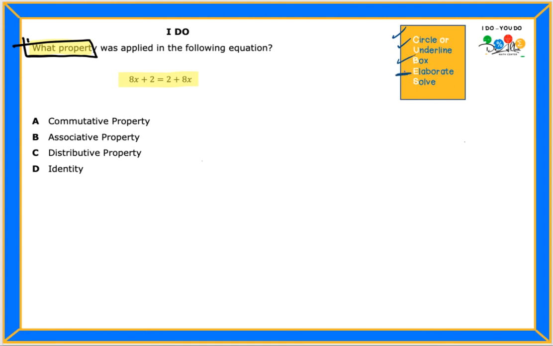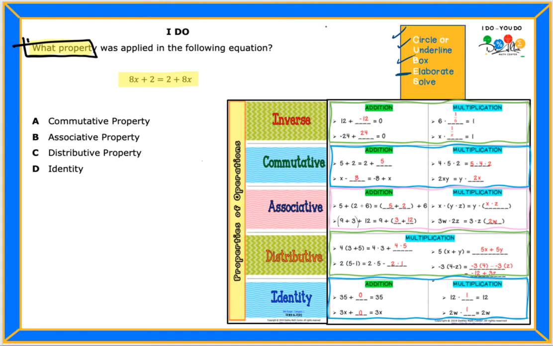For elaborate is when I have to come out with a plan on how I'm going to be solving my question. And what I'm going to do is I'm going to bring my anchor chart. So I'm going to be using this anchor chart to solve my question. The question is about properties, and I'm going to remember what the properties are. Inverse on the anchor chart.